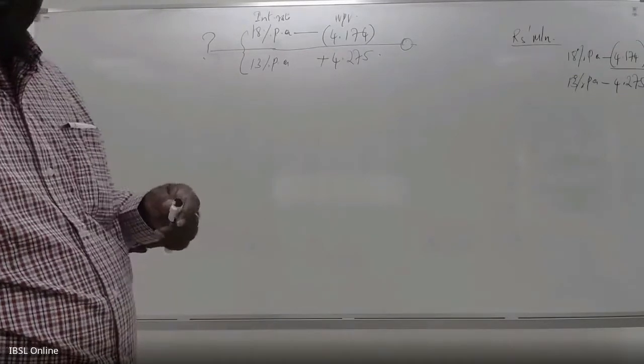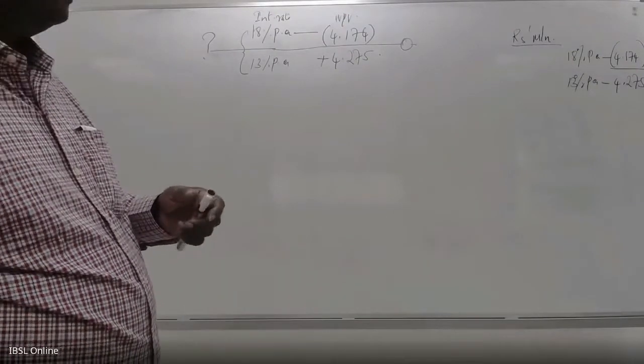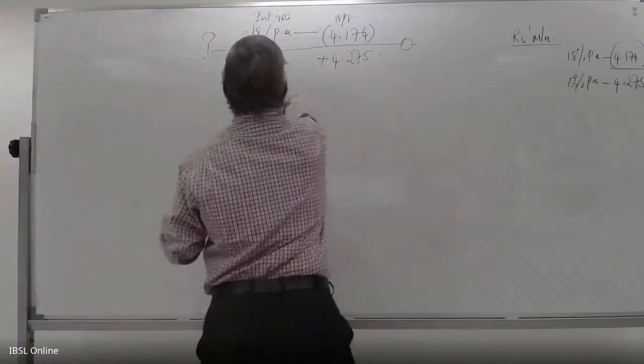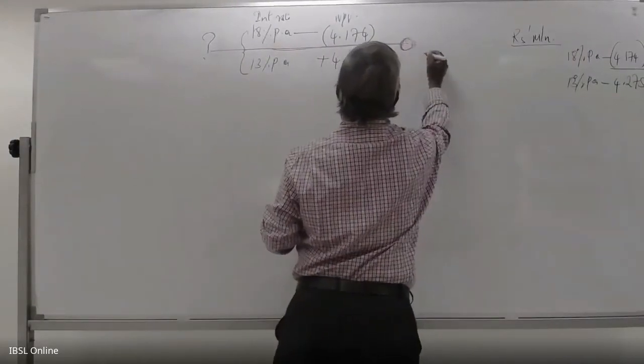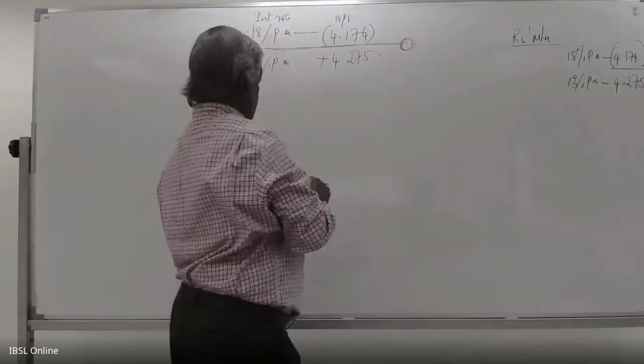So if we plot a graph, here in between, NPV becomes zero. Plot a graph.